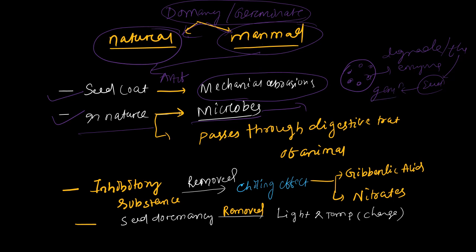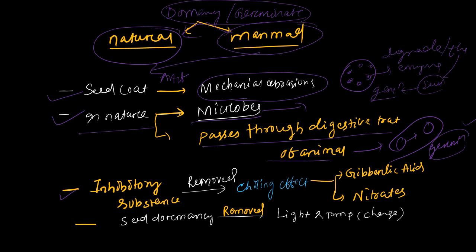So next is passing through the digestive tract of an animal. One example, let's consider the dodo. Some plant seeds are helped to germinate by the dodo through its digestive system. When the seed passes through the digestive system, it gets a favorable condition for germination.